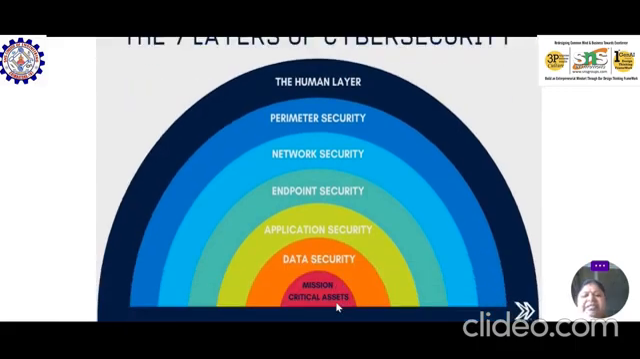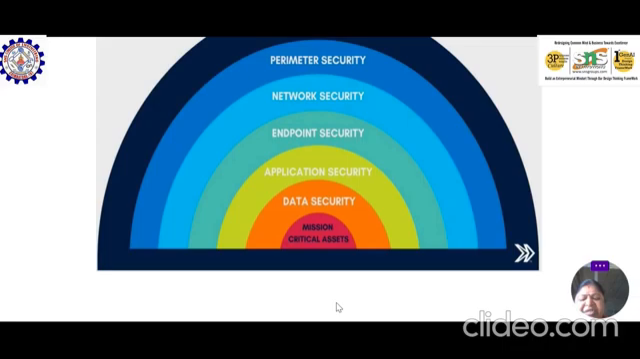The first layer is the human layer, the second layer is perimeter security, the third is network security, the fourth is endpoint security, the fifth is application security, the sixth is data security, and the seventh is mission critical assets. So these are all considered to be the layers of cyber security. We'll see in detail about each layer.